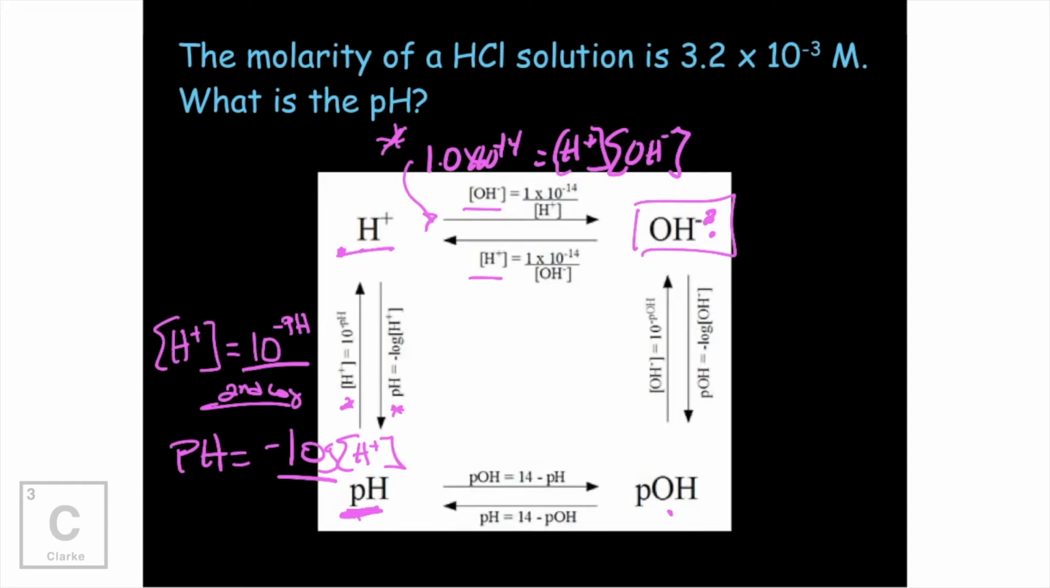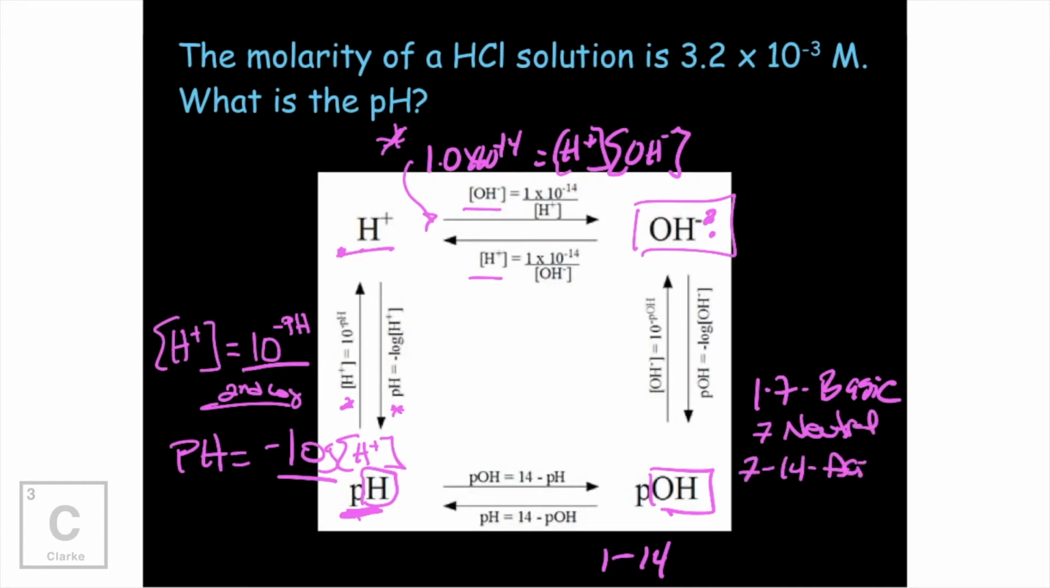Now, pOH is a scale. It's also based on 1 through 14, but since we're talking about the opposite, OH instead of H, the scale is opposite. On the pOH scale, 1 through 7 is basic. Again, 7 is going to be neutral. That doesn't change. And then 7 through 14 is going to be acidic. So the scale works the same way. It's a logarithm. It's based on powers of 10. But since it's OH, and I like to think about OH as being opposite of H, then the whole scale is opposite.